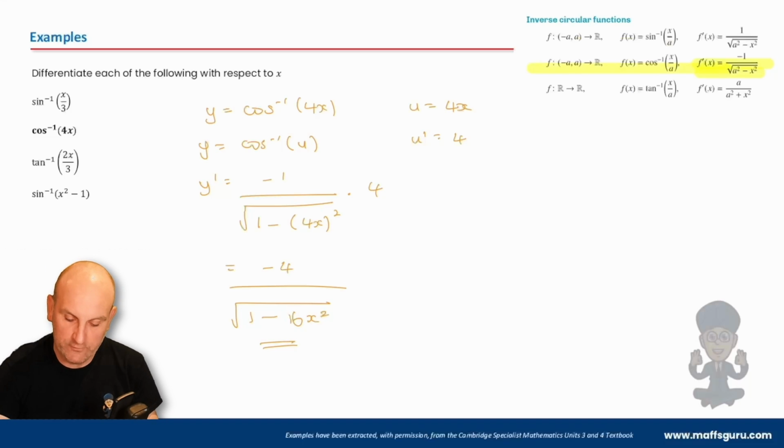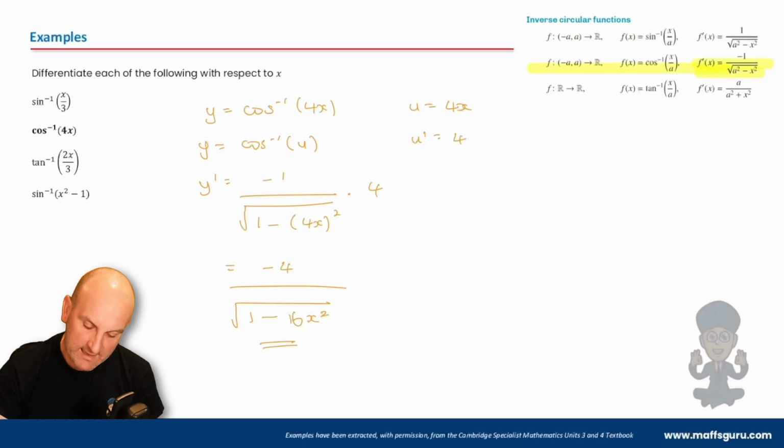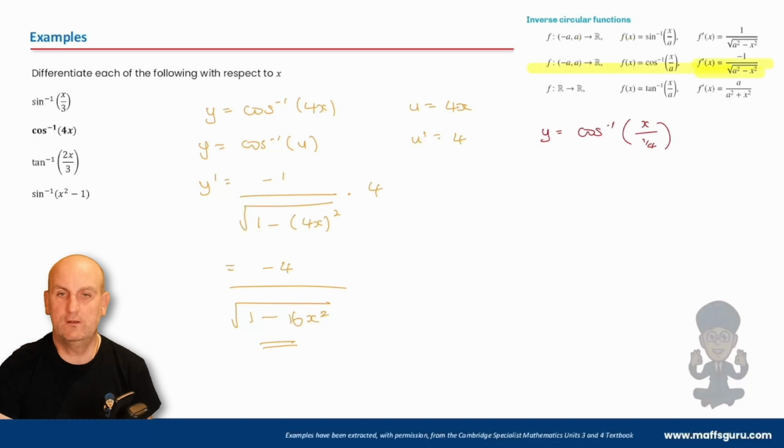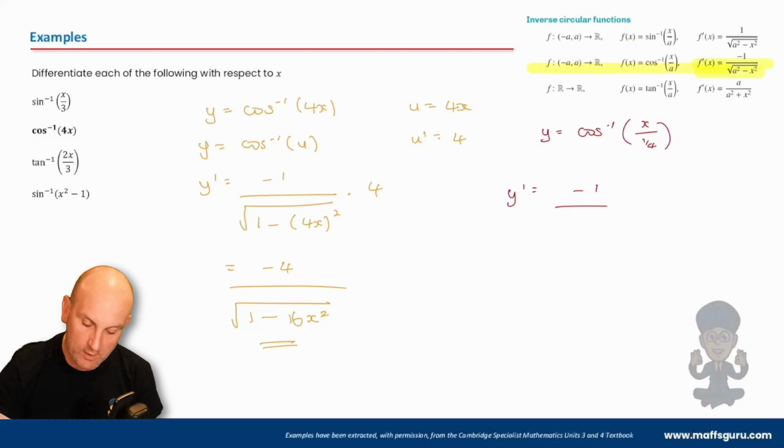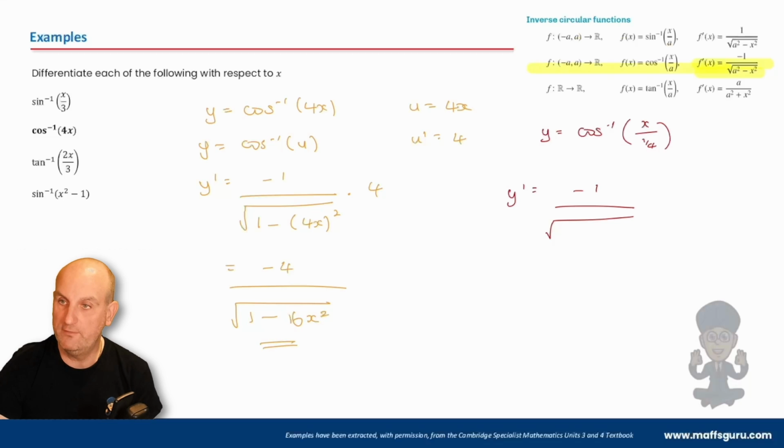Now, I've never done this before and I might go horribly wrong, but what I want to now do is say, well, what about if I had y equal to the cosine to the minus 1 of x on 1/4? Because believe it or not, x on 1/4 is the same as 4x. So in this situation, my value of a now would be 1/4. So y dash is equal to, going straight back to this one here, minus 1 on the square root of a squared, which is 1/4 squared, which is 1/16, minus x squared.